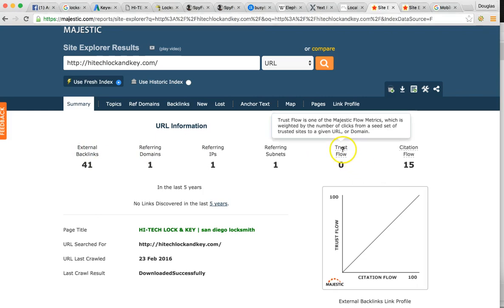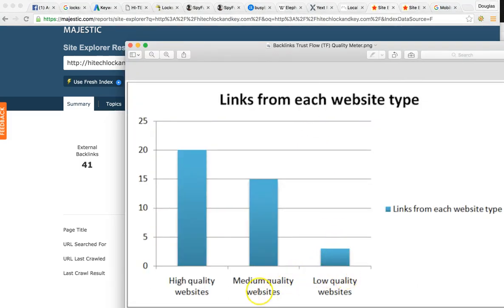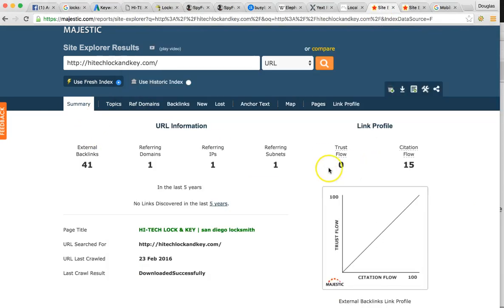Now, the trust flow, this is the most important thing. This is the quality of that domain. Okay, so at zero, obviously you can probably put together that's low quality, right? So here's the quality. If you have zero trust flow, very low quality. Okay. If you have a 20 trust flow, then you have very high quality. All right. So Google wants to see very high quality backlinks. Okay. Now, for you, obviously you're zero.